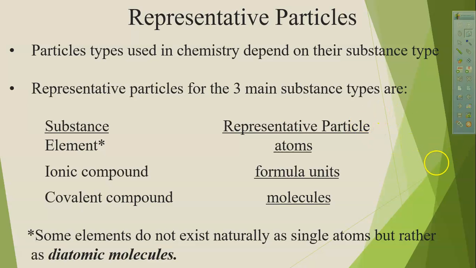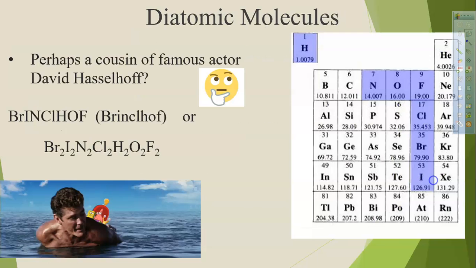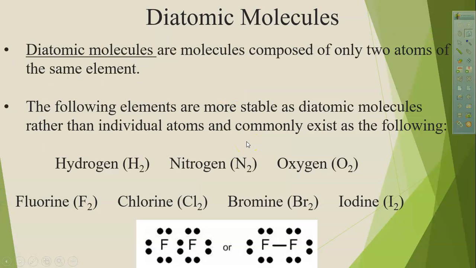Some elements don't exist naturally as single atoms, but they exist as diatomic molecules. Remember, those are the Brinkelhoff atoms. Those are the atoms that can't exist alone. Diatomic molecules are composed of 2 atoms of the same element. Now, diatomic molecules are these that are listed here: hydrogen, nitrogen, oxygen, fluorine, chlorine, bromine, and iodine. So all of these, when they're by themselves, they get a subscript of 2. And we talked about that when we were writing chemical reactions.